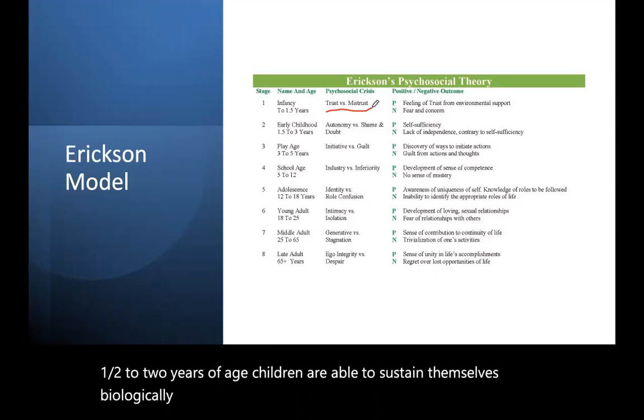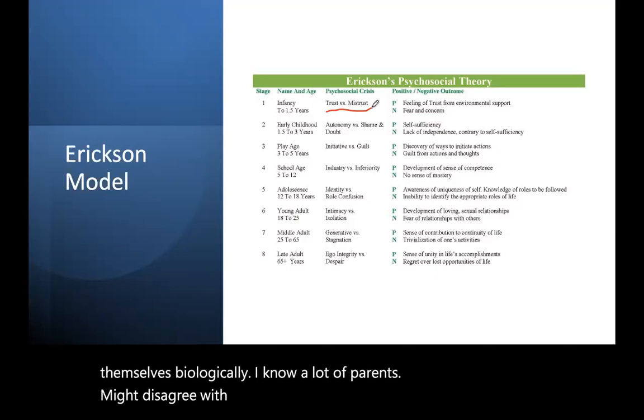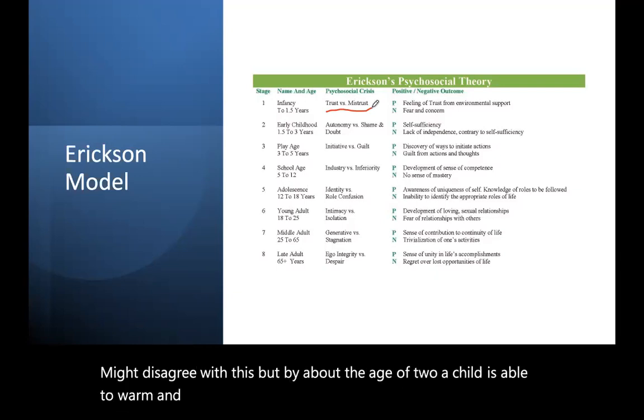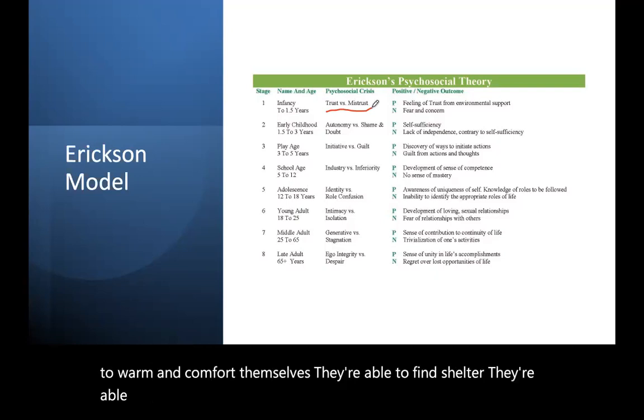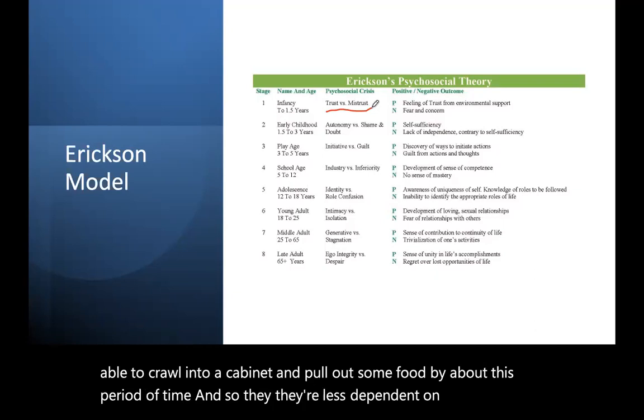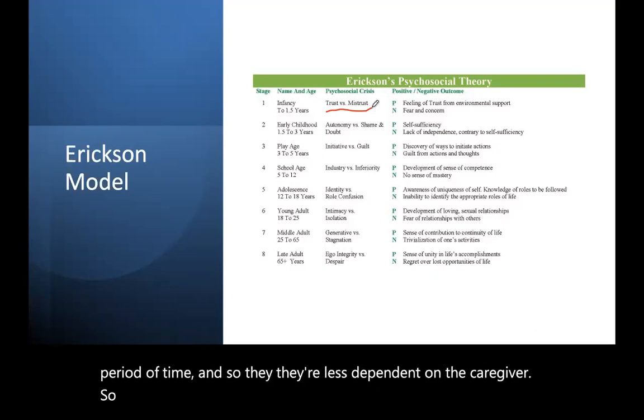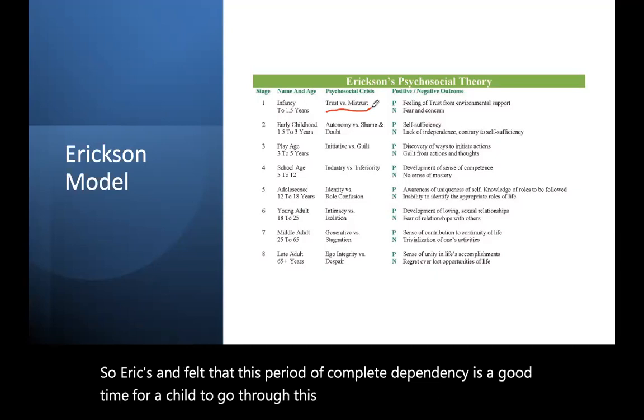Around 1.5 to 2 years of age, children are able to sustain themselves biologically. I know a lot of parents might disagree with this, but by about the age of two, a child is able to warm and comfort themselves. They're able to find shelter. They're able to crawl into a cabinet and pull out some food by about this period of time. And so they're less dependent on the caregiver. So Erikson felt that this period of complete dependency is a good time for a child to go through this notion of trust versus mistrust.